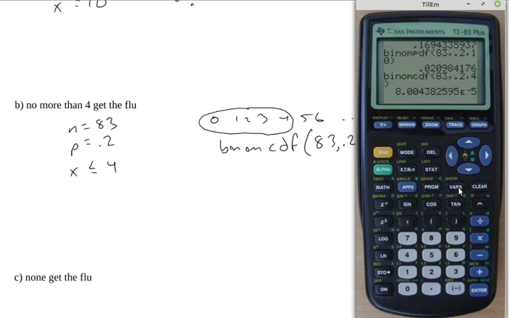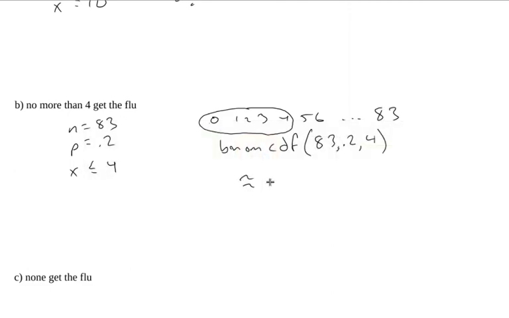This gives us the probability of 8.004 e negative 5. That e negative 5 is how this calculator represents scientific notation. So this means 8.004 times 10 to the negative 5th, which means we're going to move the decimal place 5 places to the left: 1, 2, 3, 4, 5. So the probability that no more than 4 get the flu is 0.0008. It's quite unlikely that no more than 4 get the flu.